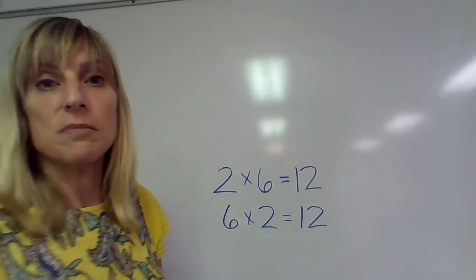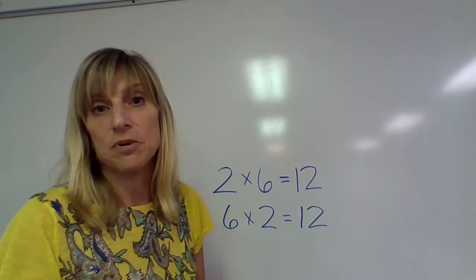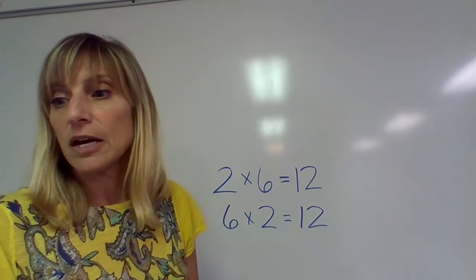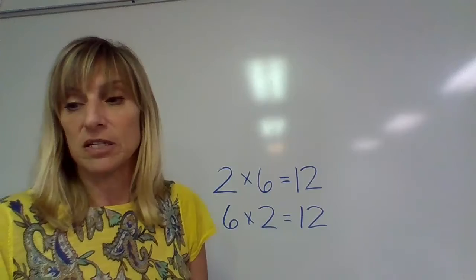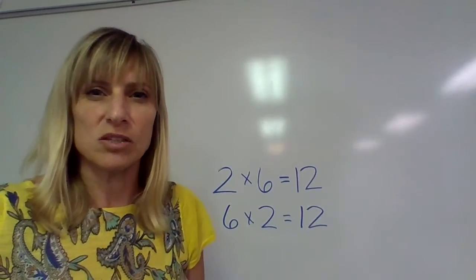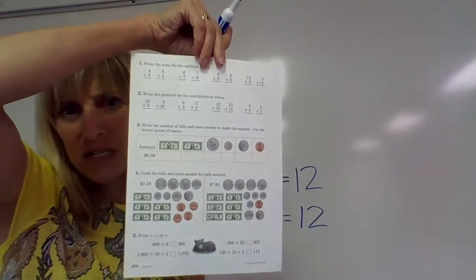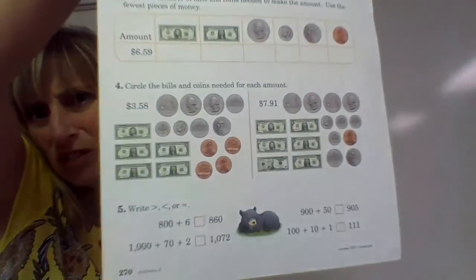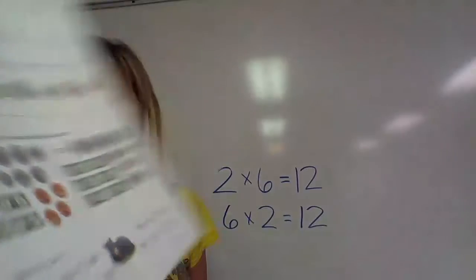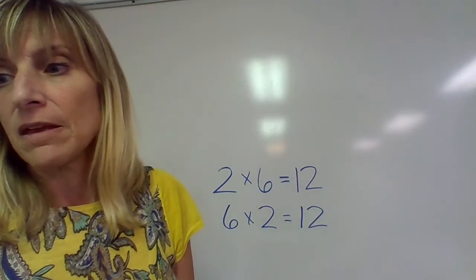If you haven't gotten your math page out, do it now. You can pause the video and do it now, and get out math page 270. And it should look like this. Okay, it has money on it. Can you see? And it has twins on the top.